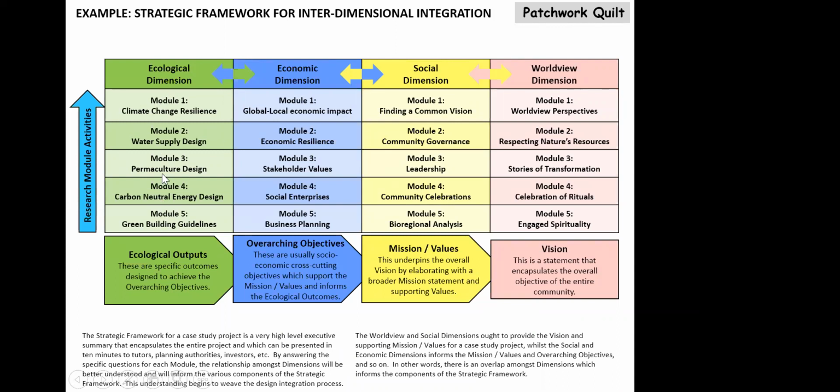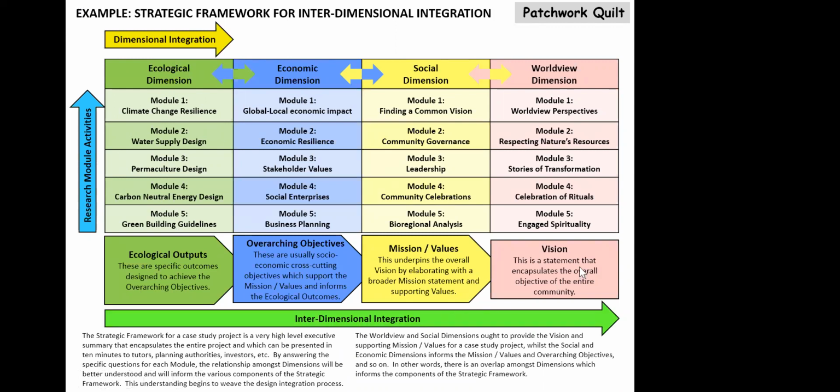And then one needs to also consolidate that within the dimension. That's what we call dimensional integration. And then someone needs to weave this whole story through across all 4 dimensions. So this is what we call interdimensional integration. As you start doing this, you start providing the framework, what we call the strategic framework for the overall project. And inevitably, you'll find that the ecological dimension produces ecological outputs. So these are specific outcomes designed to achieve the overarching objectives.